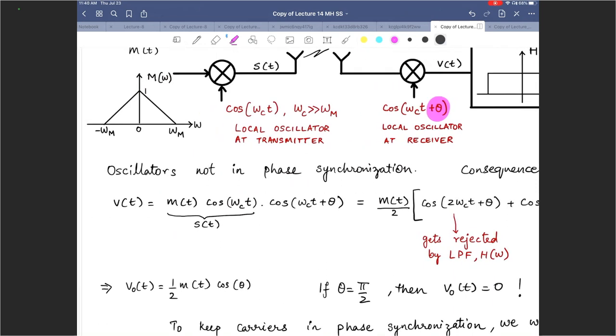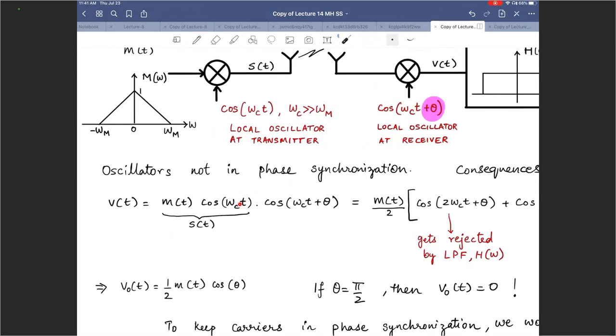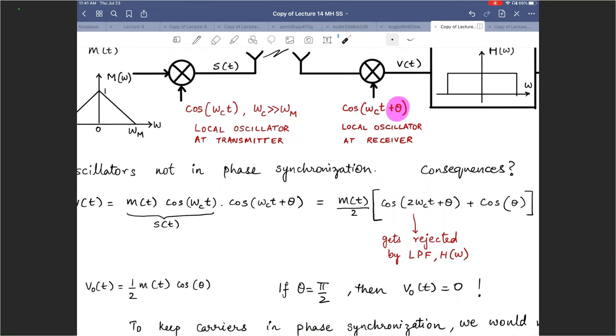What is the consequence? V of t is m of t multiplied by cosine multiplied by another cosine, but I cannot write that as cosine squared anymore because there is a theta there. So I use a different trig identity here for multiplying two cosines: cosine A multiplied by cosine B is cosine sum plus cosine difference. You will hear me say sum frequencies and difference frequencies a lot today. Cosine multiplied by cosine, you get some sum frequency there and a difference frequency there. And then there was another m of t divided by 2 also present.